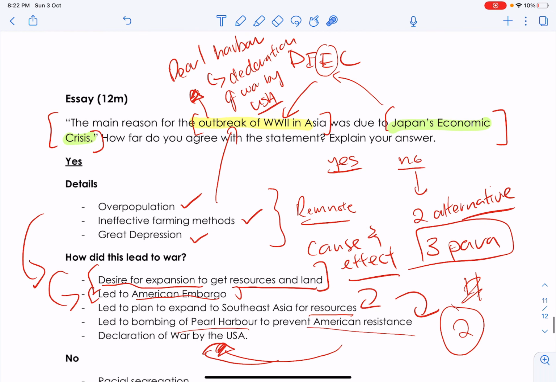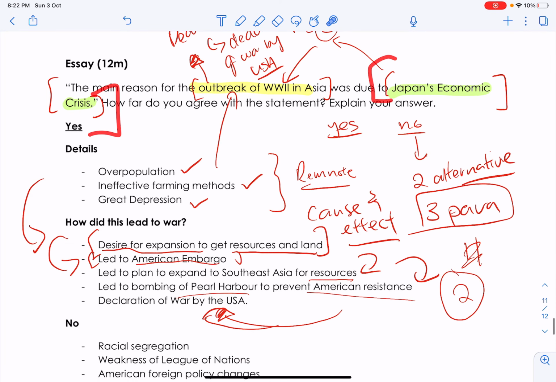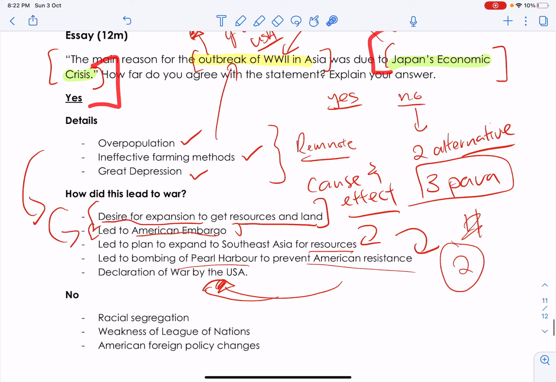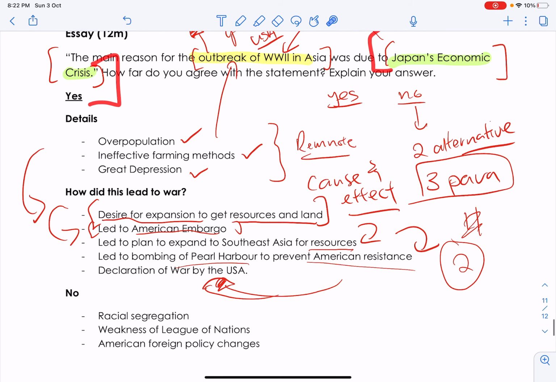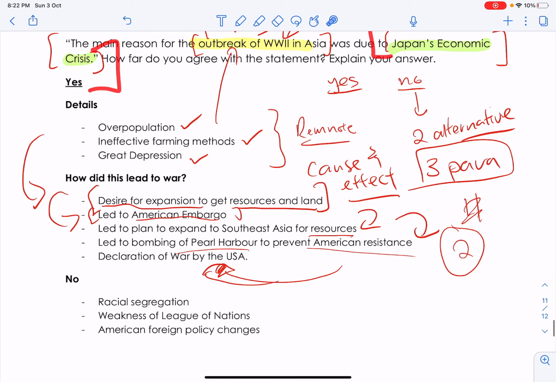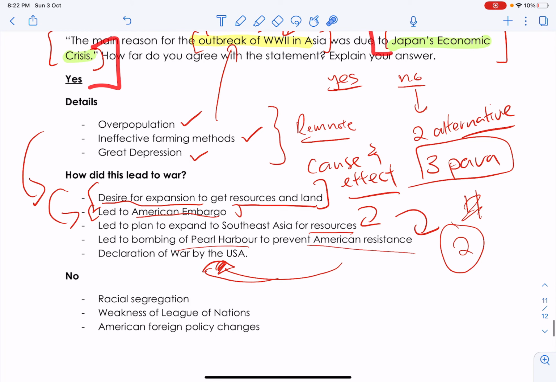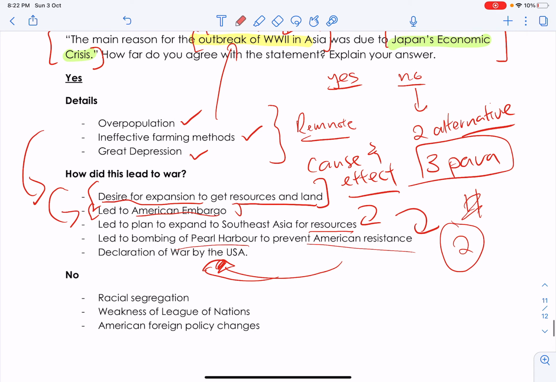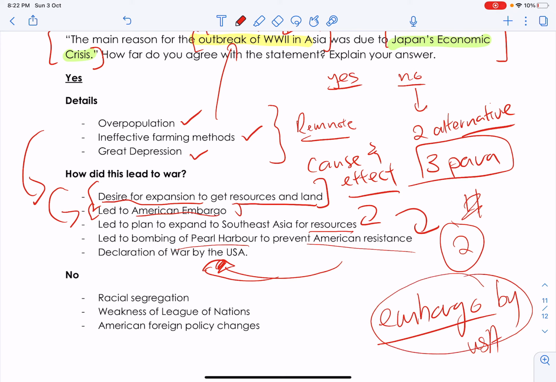Okay. Now, one more thing to say: when you look at this, it's very straightforward. The factor they give you is Japan's economic crisis. But in some instances, the factor will not be so clear. It will not follow your textbook exactly. For example, they can give you things like the main reason for the outbreak of war is due to the embargo by the USA. Then it is not a point that you are familiar with, but it's a subset of what you already know. So you can explain why the USA embargoed Japan, then you can talk about the Manchurian crisis.